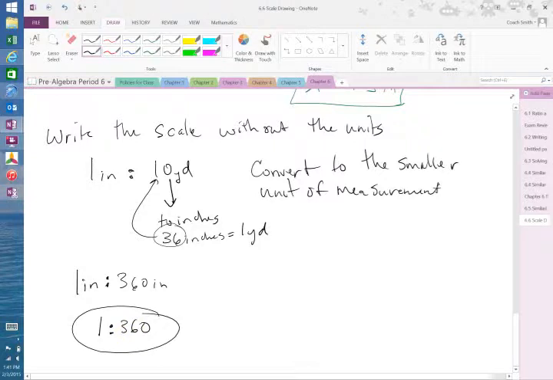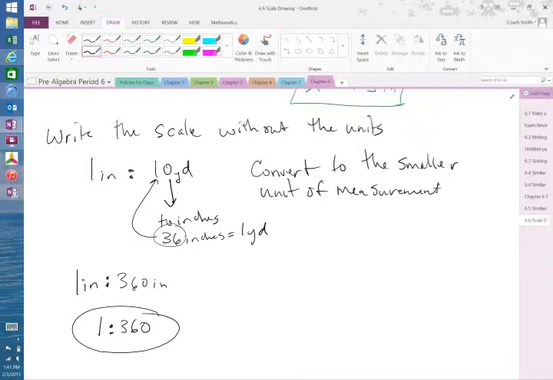Now, if that was just written down somewhere and you didn't know the background behind it, you wouldn't know. You wouldn't want it without labels, because that could be 1 centimeter, it could be anything. But for right now, what they're basically saying is convert the scale into the same unit of measurement.